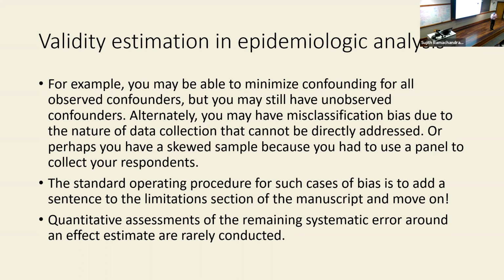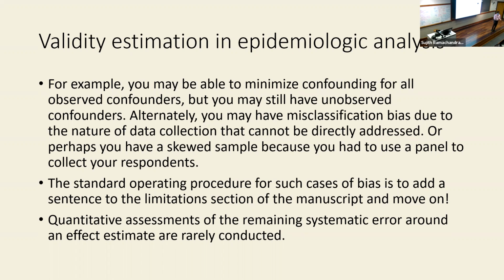Well, we write up a manuscript, we present our effect estimate with a 95% confidence interval, and we talk about all the great things it does, and then in our limitation section, we say, oh, well, but we didn't have these confounders, and we had a low response rate, and we had misclassification bias, but hey, our results are still great. Right? That is the MO for pretty much every paper.